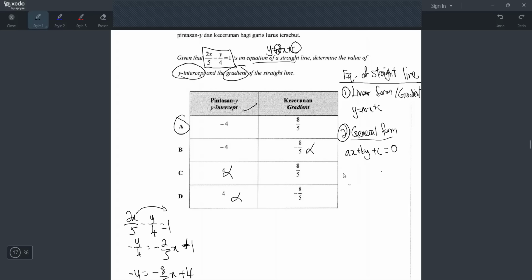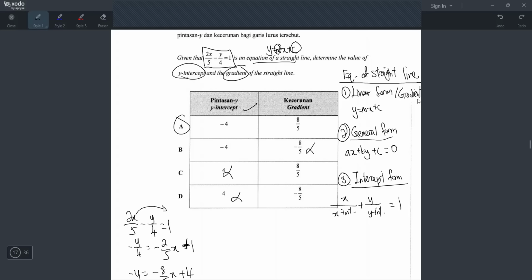What about the third form? The third form is called the intercept form. Okay, intercept form. And the intercept form looks like this: x over x-intercept plus y over y-intercept equals 1, right?